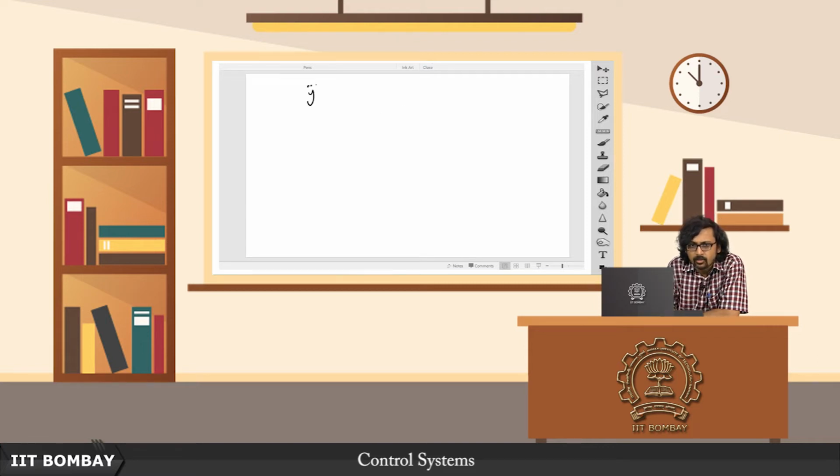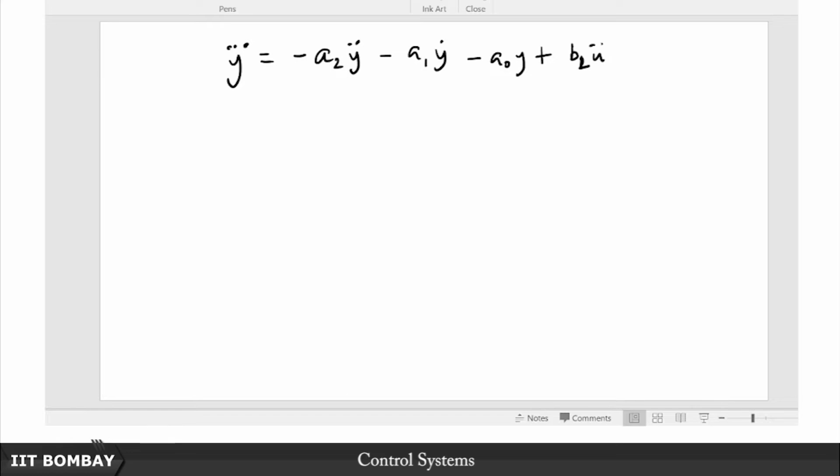So we had this y triple dot. Let me just, at the cost of boring you a bit, write this again: y triple dot equals minus a2 y double dot minus a1 y dot minus a0 y plus b2 u double dot plus b1 u dot plus b0 u. Then we integrate both sides thrice, and the realization that we get is as follows.